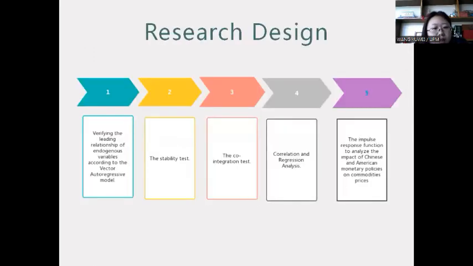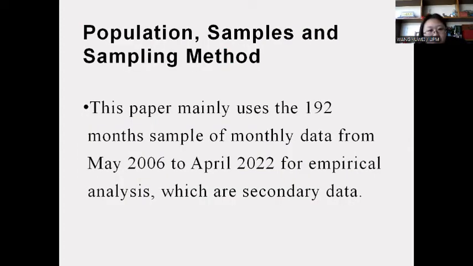And research design. The first step is verifying the leading relationship at the individual level according to the vector autoregressive model. The second step is the stability test, and the third is the cointegration test. Fourth is correlation and regression analysis. And fifth is the impulse response function to analyze the impact of Chinese and American monetary policy on quantitative prices.